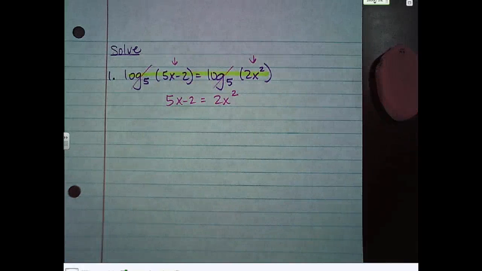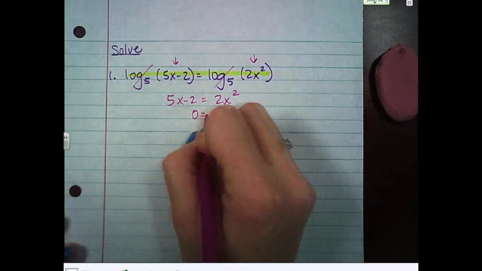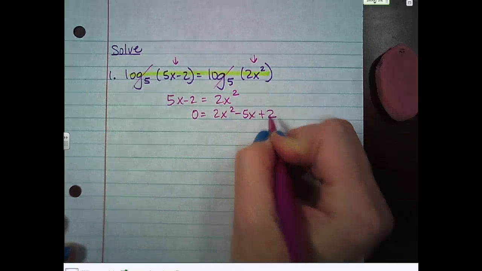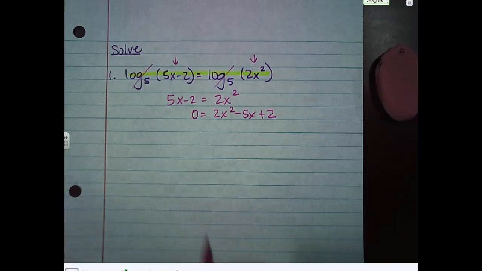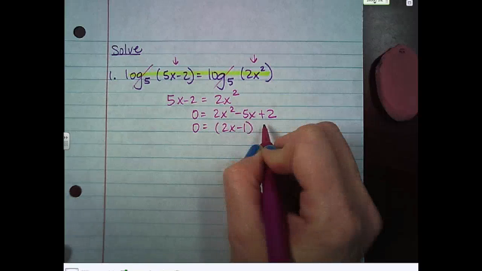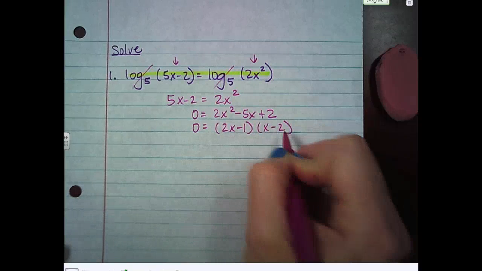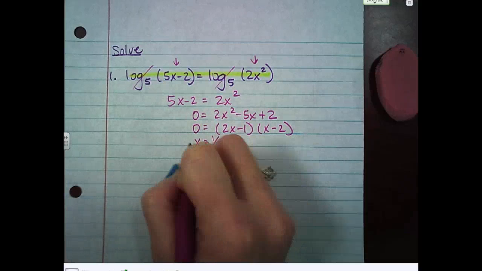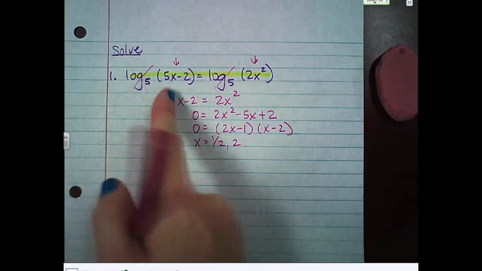This is just a quadratic now, right? If you have a quadratic, we've studied that, a whole unit's worth of quadratics. If I'm going to solve for x, I move everything over. So I'm going to say 0 equals, I'm going to move the 2 and the 5x. So 2x squared minus 5x plus 2. And then you have to factor it. So 0 equals 2x minus 1 and x minus 2. So x is 1/2 and 2. 2 values work for x here because of the square.